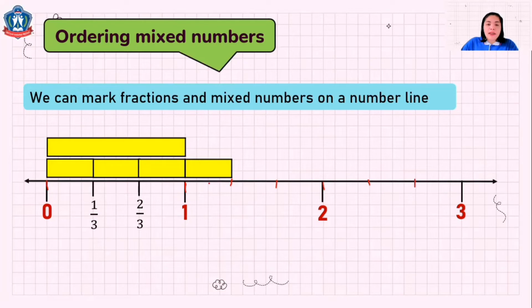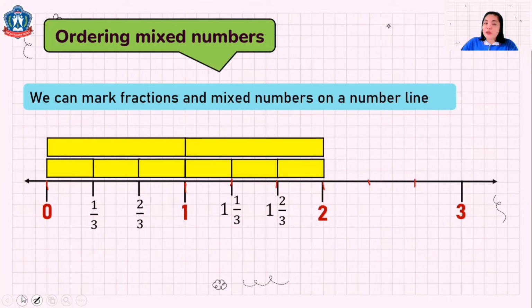So from 1, then we have 1 part. What do we call this one? This is 1 and 1/3. The second part is 1 and 2/3. And if we have another part, that is already 2 wholes. So that is 2.